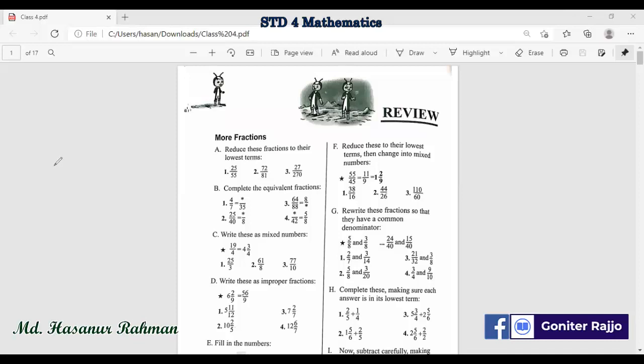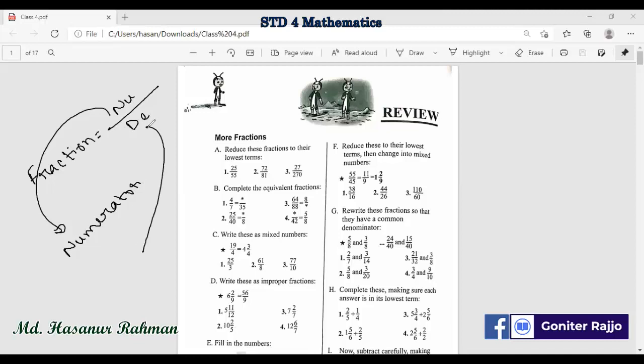This page is all about fractions. We already know the basic idea of fraction. So what is a fraction? A fraction is just numerator divided by denominator. Here you can say this is the numerator, and this is the denominator.